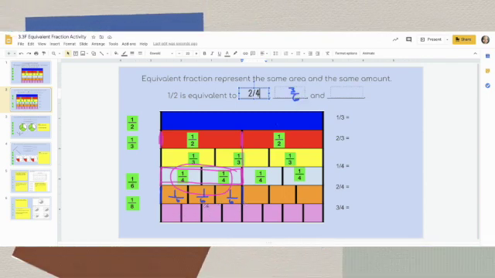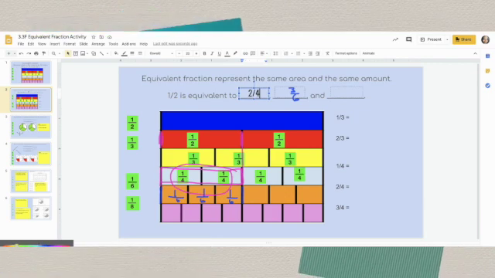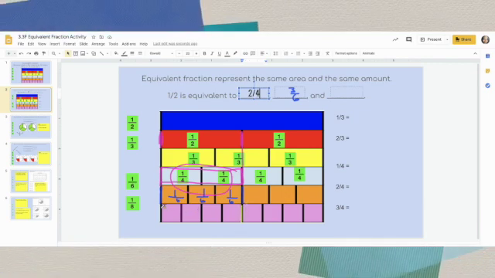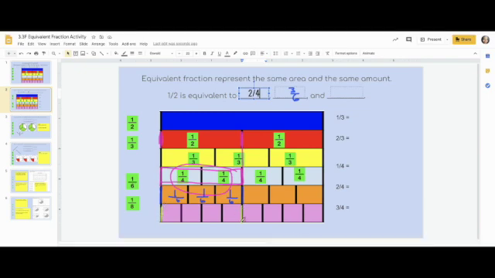And now you're going to find other fractions that start at the same place and end at the same place as 1/2. Very good. Over here on the side, you're going to drop text boxes and figure out what's equivalent.